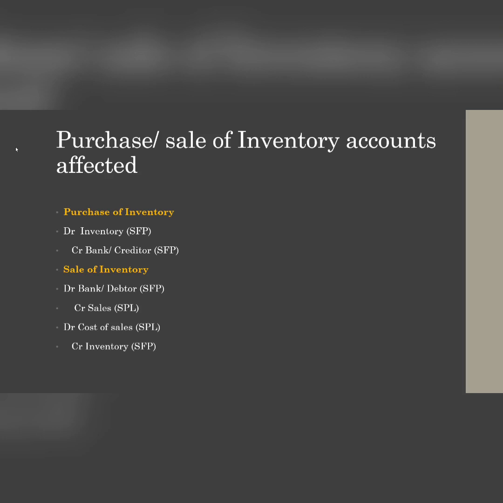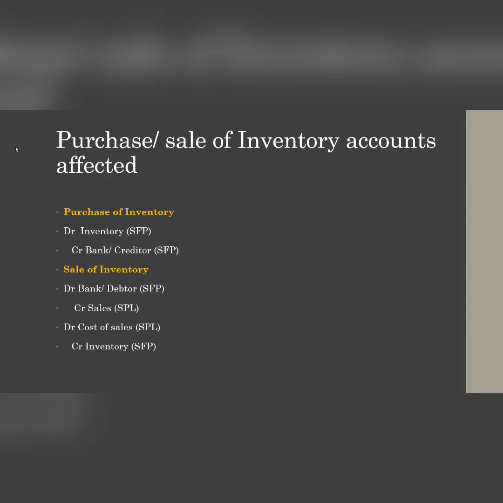So the purchase of inventory is the same for perpetual and periodic. Basically, I debit inventory and credit bank or creditors. The reason I debit inventory is because I bought inventory, which means I have more inventory in my balance. So I increase it, and an asset increases on the debit side.